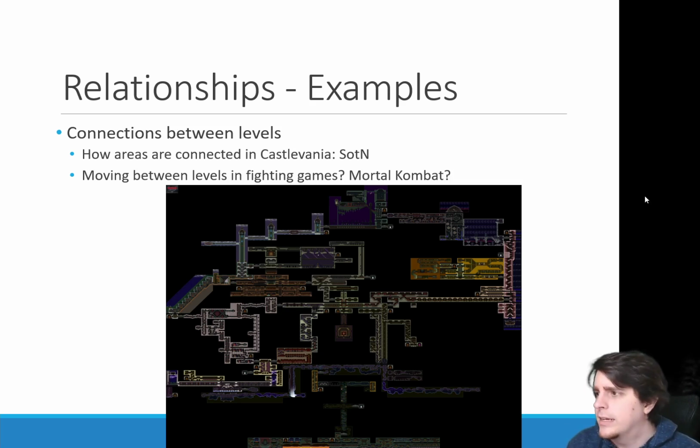So think about, again, how areas are connected to one another. You could look at Metroidvania style maps. I believe this is half of Castlevania Symphony of the Night. So understanding how each of these areas are connected to one another is a relationship. Or you could look at the relationships between stages in fighting games like Mortal Kombat, where you can do some special moves or whatever, and that might change the level that the fight is taking place in.